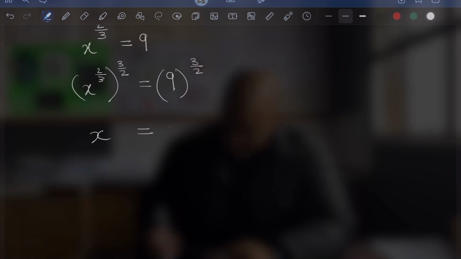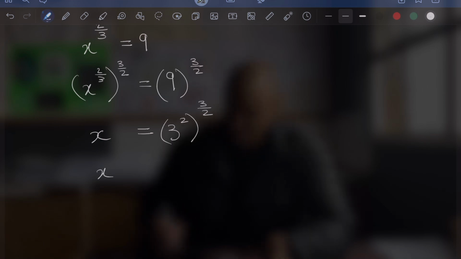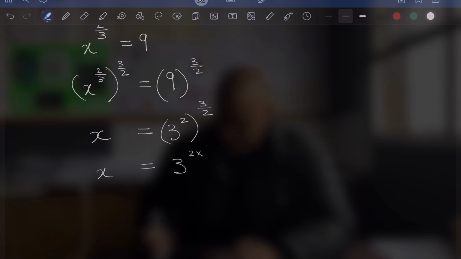If I write 9 as a power, it would be 3 to the power 2, raised to the power 3 over 2. So x will just be tagging along until we simplify our right-hand side. So that will be 3 to the power 2 times 3 over 2. So that will be 2 over 1 times 3 over 2, which will just be 3. So that is in fact 3 to the power 3, which we know is 3 times 3 times 3, which is 27.